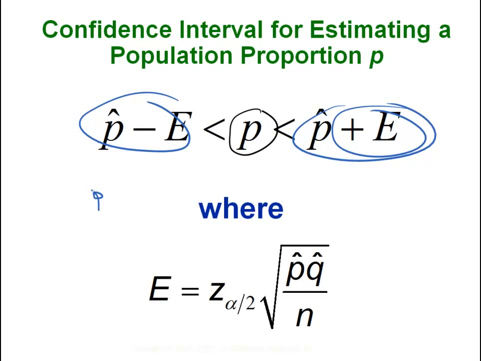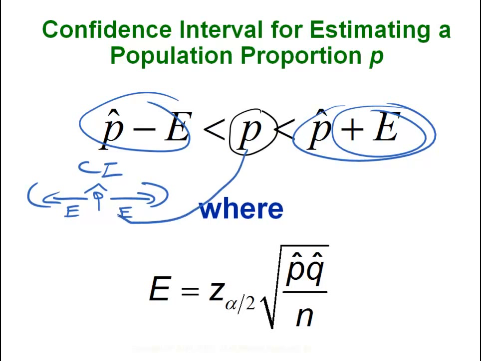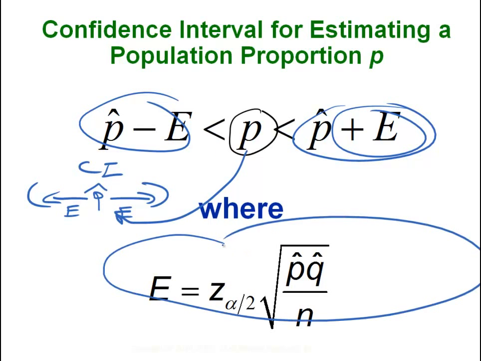You calculate some P hat, you go up a distance of E, right? You go down the same distance of E, and that becomes your confidence interval. And so all we're saying is that P is somewhere in that confidence interval. We don't know where. It doesn't have to be directly in the middle. It's just greater than the low end and less than the upper end. And then this is just restating the formula for finding E.